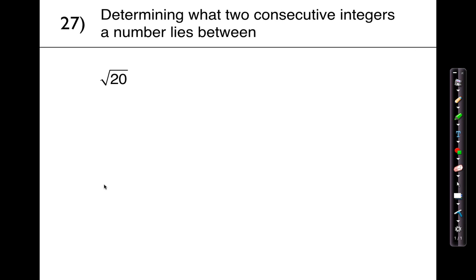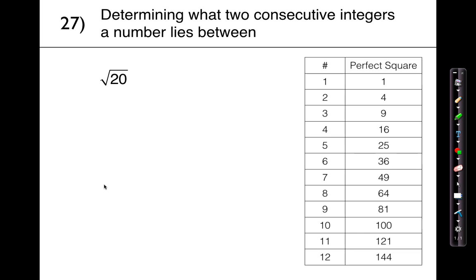Let's try another one. What about the square root of 20? So again, looking at my chart of perfect squares, which I highly suggest you write down somewhere on a piece of paper so you can refer to it. But it's not difficult to regenerate whenever you need it, so it's not something you always have to have with you. It can definitely be generated by hand.